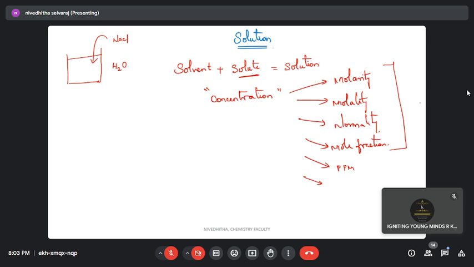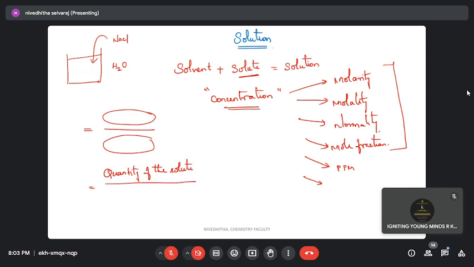Fine. Whenever you're expressing concentration, the expression will be like a fraction. In the numerator, we'll write the quantity of the solute, and in the denominator we'll write the quantity of the solution or the quantity of the solvent. Basically, concentration is the quantity of the solute present in a quantity of solution, or the quantity of solute we are adding to a particular quantity of solvent. This is the way of expressing concentration.